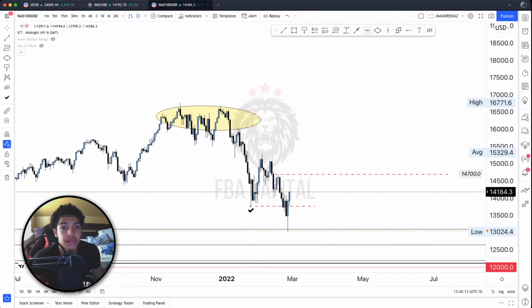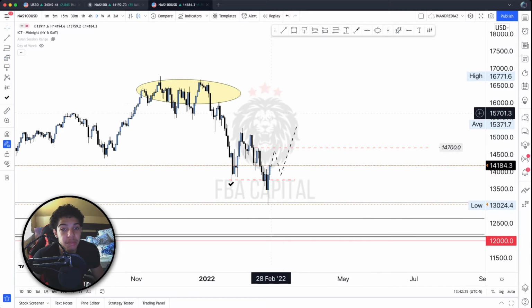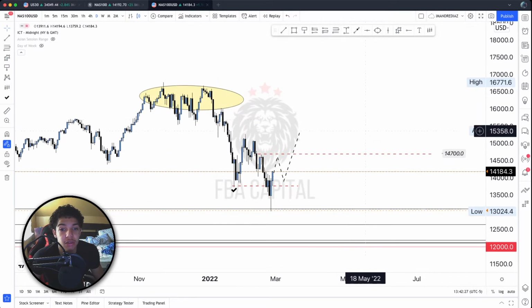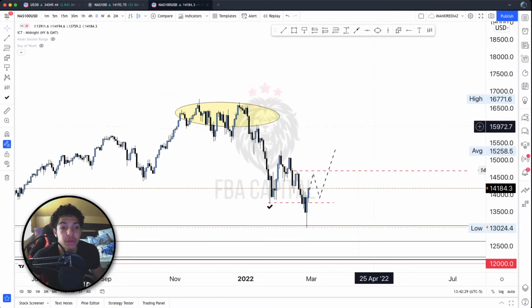So what am I going to be anticipating? I'm anticipating that price pushes, has a pullback potentially to this area, this last down candle before this up move after we clear this low, to then potentially keep going higher. That's something that I'm overall expecting, and like I said, 14,700 is where I'm going to be targeting. We could probably go above that to around 15,000, 15,500.